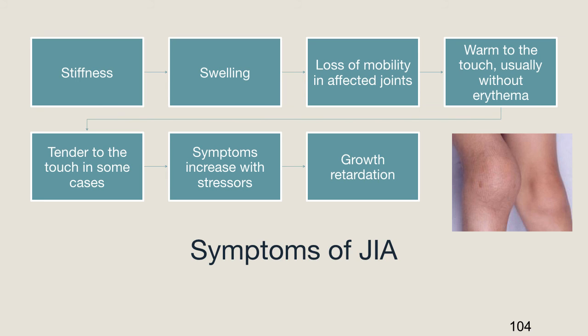Tender to the touch in some cases. Symptoms tend to increase with stressors. So this is very much like these autoimmune diseases, and they really do feel that in many cases that's what's going on with juvenile rheumatoid arthritis or idiopathic arthritis, that there's an autoimmune factor to it. And because of the effects on the joints, there can be joint delay or growth retardation, which basically means that these kids are going to be shorter.